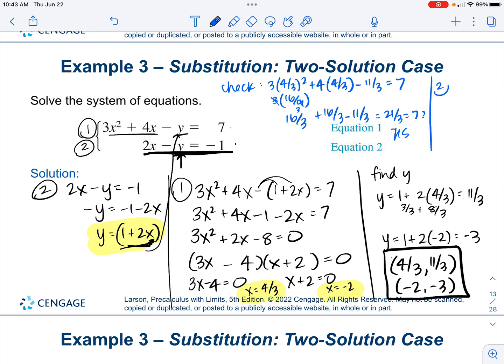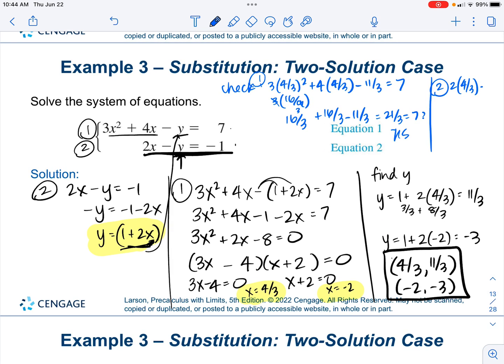So equation number 2. 2 times 4/3 minus y, which is 11/3. Does that equal -1? Well, that's 8/3 minus 11/3. 8 minus 11, that'd be -3/3 equals -1.